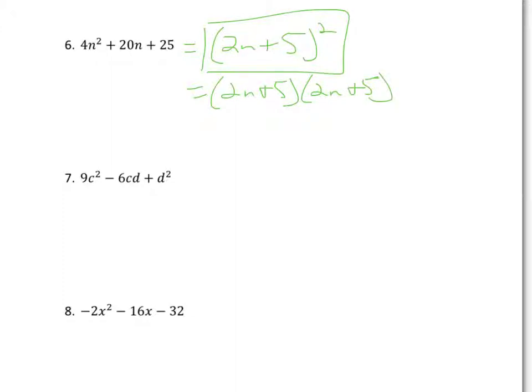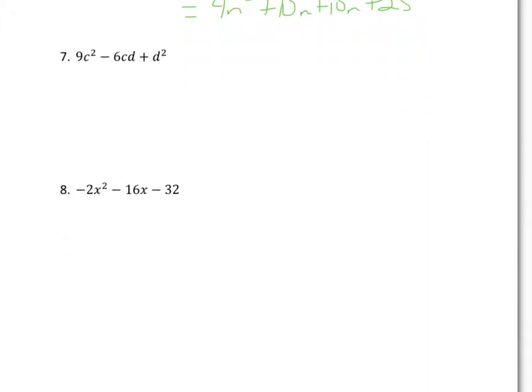Right, this is just my checking. All you need to do is this. This is just checking my work. Okay, so when you FOIL this, you're going to get 4n squared plus 10n plus 10n plus 25, and 10n plus 10n is 20n, so it is actually correct.